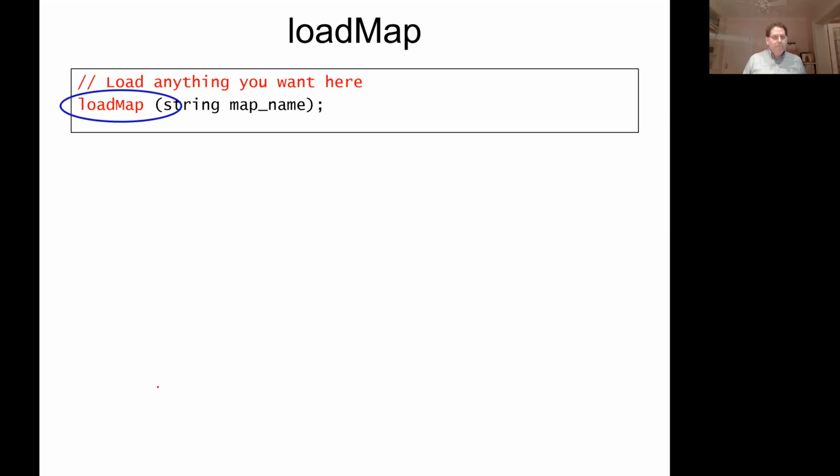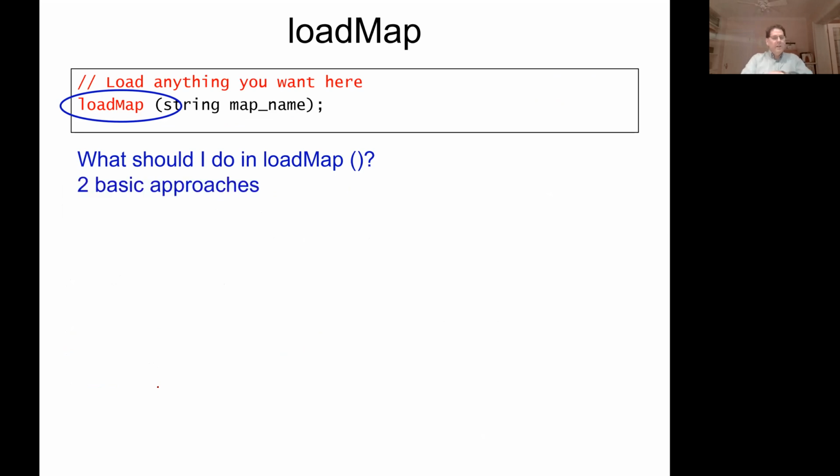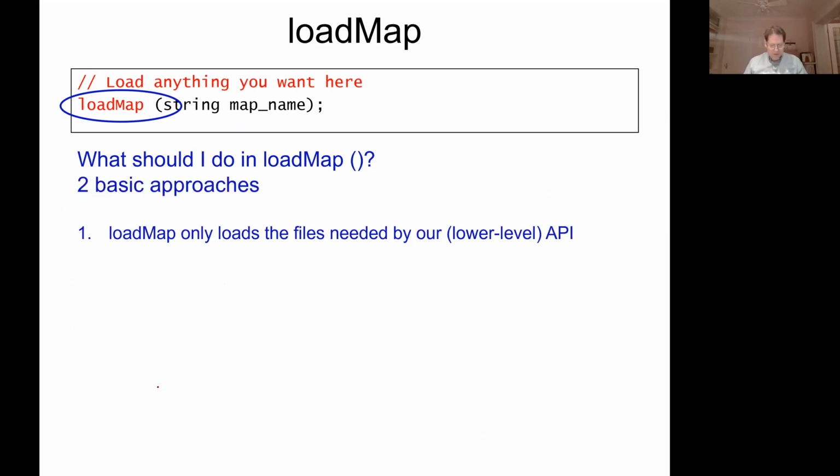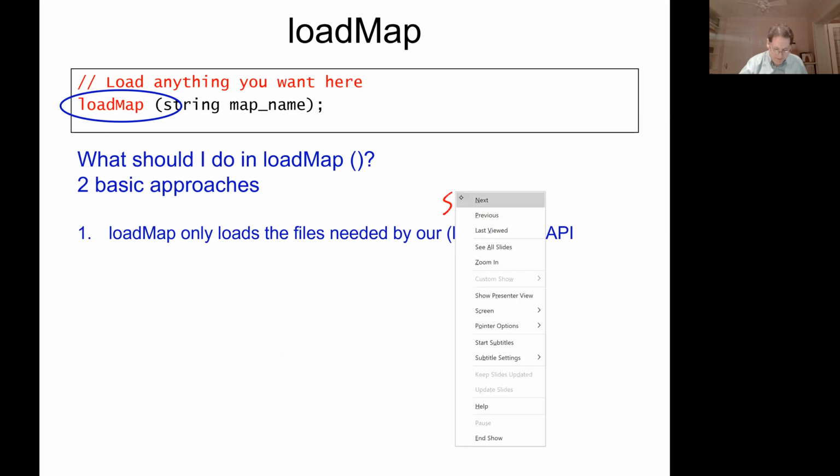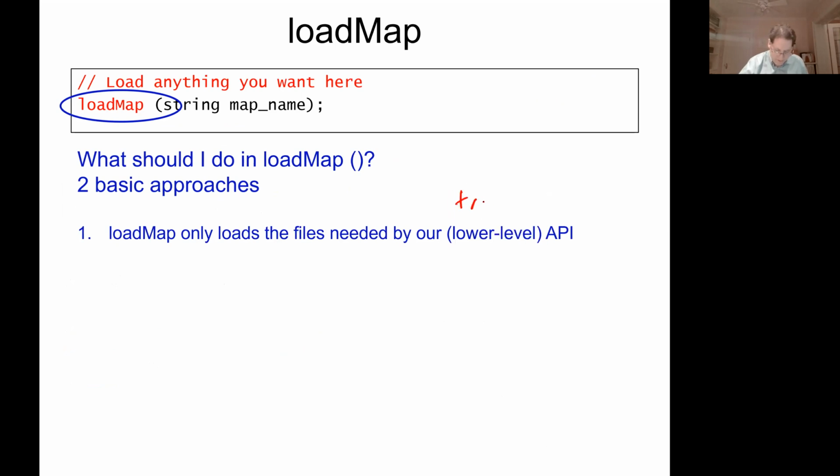So let's look at this load map. You can load anything you want here. So what should you do in load map? You've got 2 basic approaches. One is that load map does the minimum. It only loads the data needed by the streets database API. You have to at least load its data, or you can't do anything.